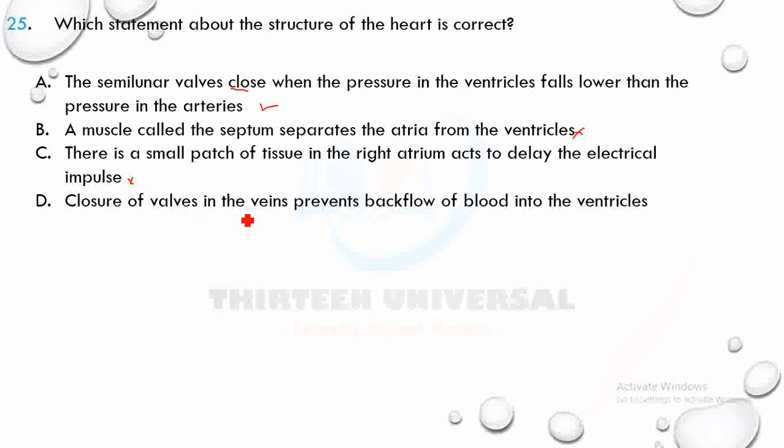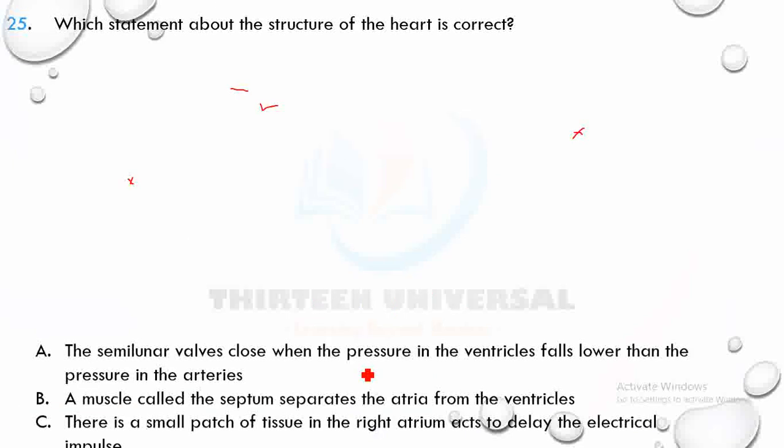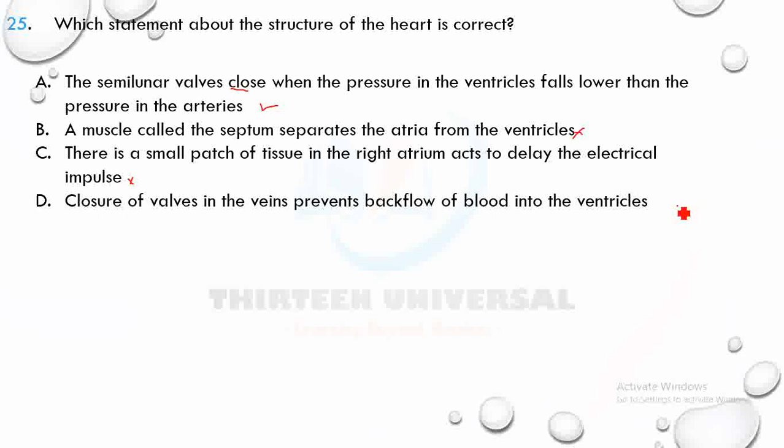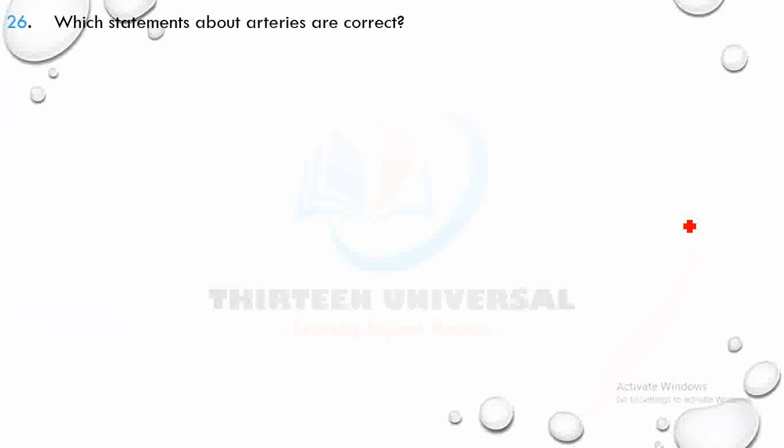Now, closure of valves in the veins prevents backflow of blood into the ventricle. If you check again, look at it. The veins do not pump blood. They don't have a direct link. These are the veins, the vena cava and the pulmonary vein. They don't have a direct link to the ventricles. They have to move their blood to the atria, and the atria move it. So that is why D is wrong. So the answer is A. Which statements about arteries are correct?